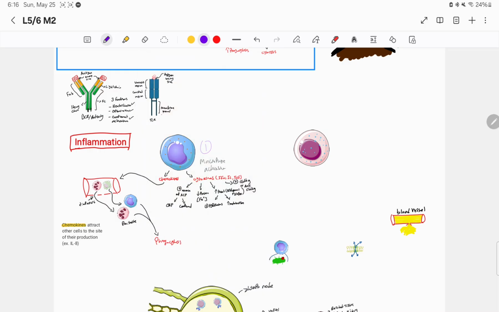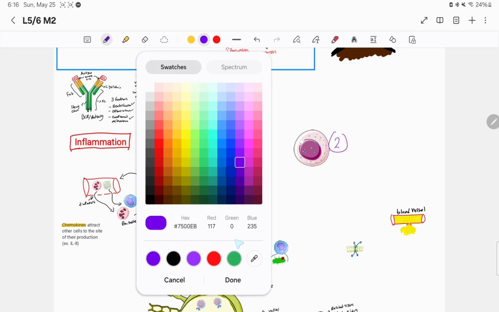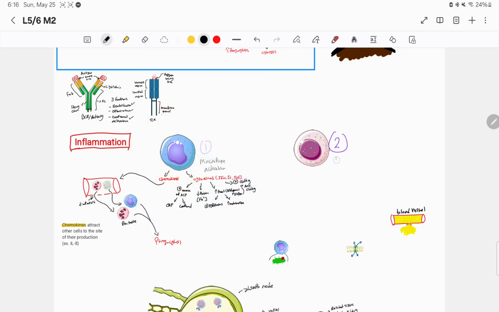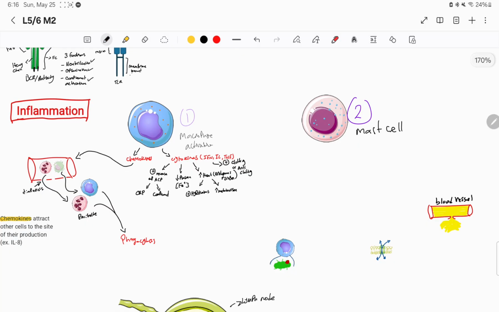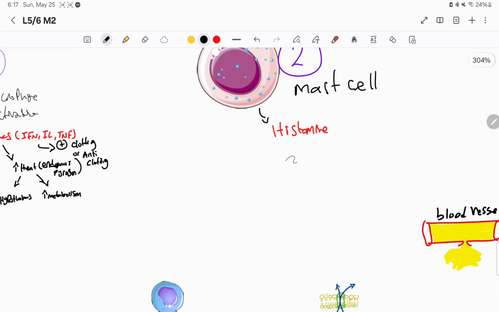The second step in inflammation is mast cell activation. Remember, mast cells are the other kind of tissue resident innate immune cells. And when mast cells are activated, they release a molecule called histamine. And histamine can do many things. Histamine can cause vasodilation, meaning the diameter of your blood vessel gets larger, thus more blood flow comes in. It can increase your capillaries' permeability.